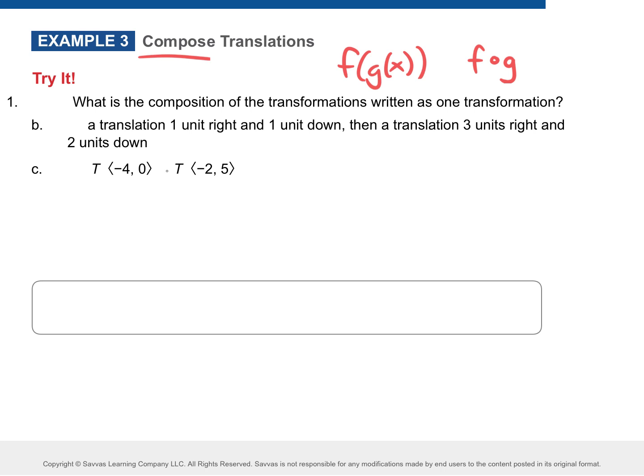With these, so for example, on part A, it says a translation 1 unit right and 1 unit down, then a translation of 3 units right, 3 units down. Right now, it gives us 2 translations. Wouldn't it be much easier if we just had one of them? Okay, so we're going to work on putting them together. So in total, it told us 1 unit right and 3 units right. So what is that together? 4 units right.